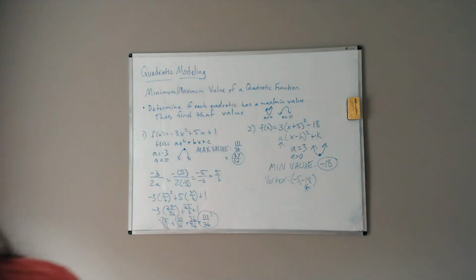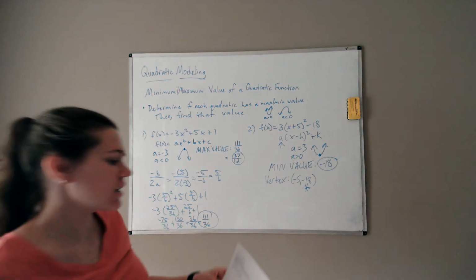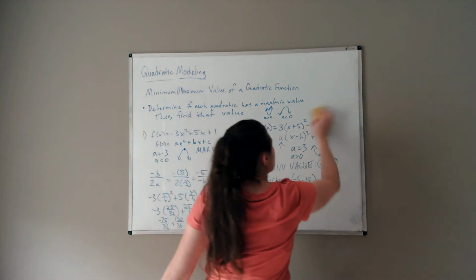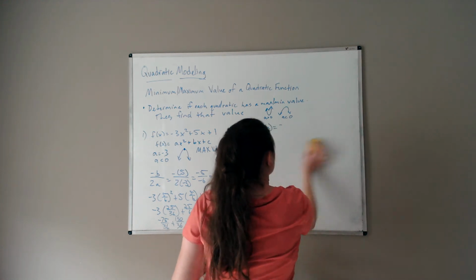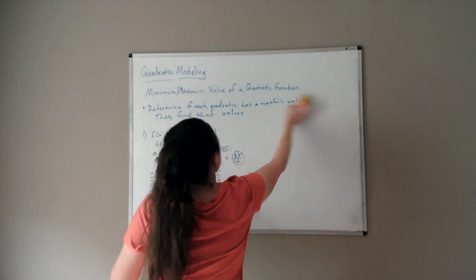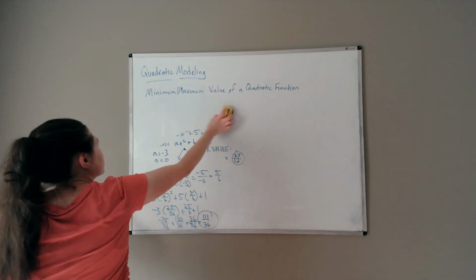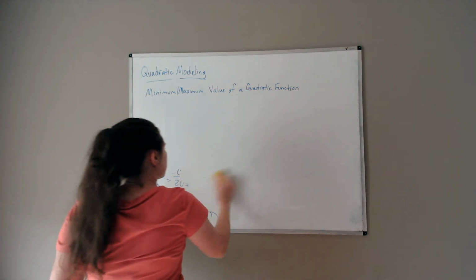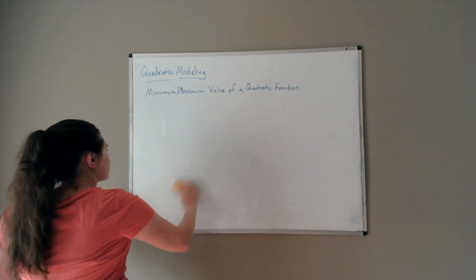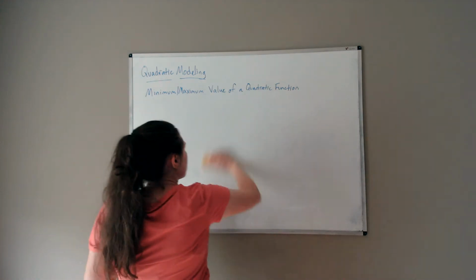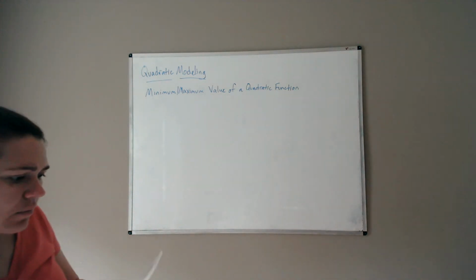I attached the application problems that we're going to do. If you look at minimum maximum value, you have a production problem. You might want to pause the video, read the problem, and once you're done reading, play the video. So we have a production problem.